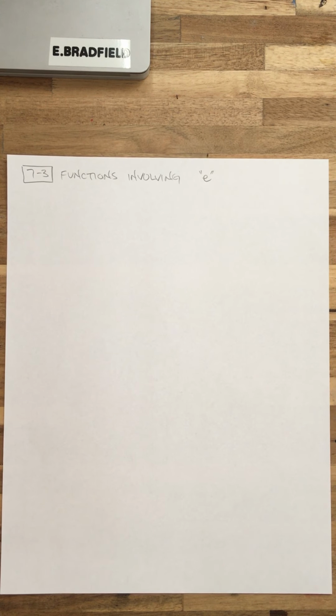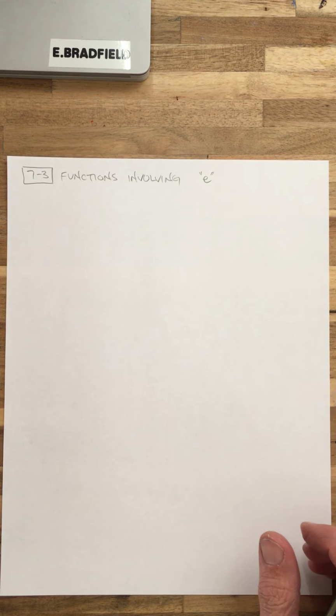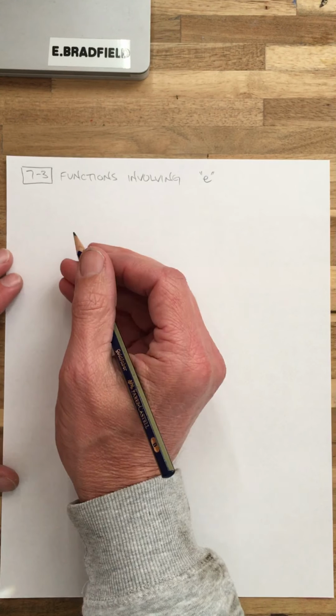Today we are going to work with more functions, but this time involving e, and that is actually a number. I'll show you what e is. You know how pi is a Greek letter, but it represents a number? E is the same kind of thing. E is a letter that we use to represent 2.7.